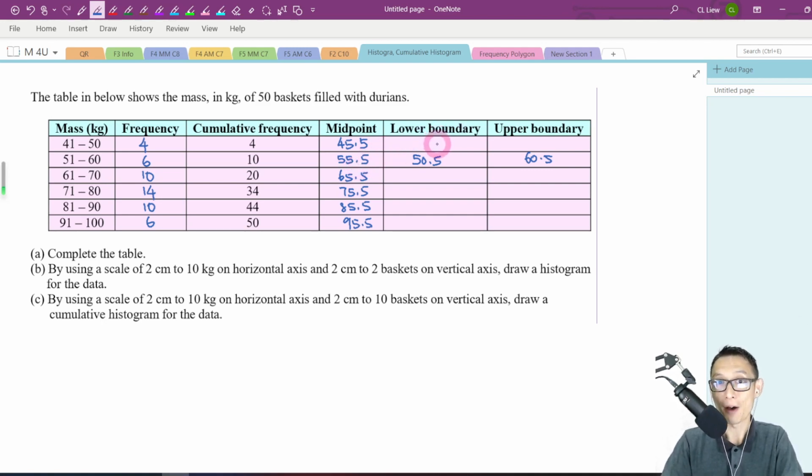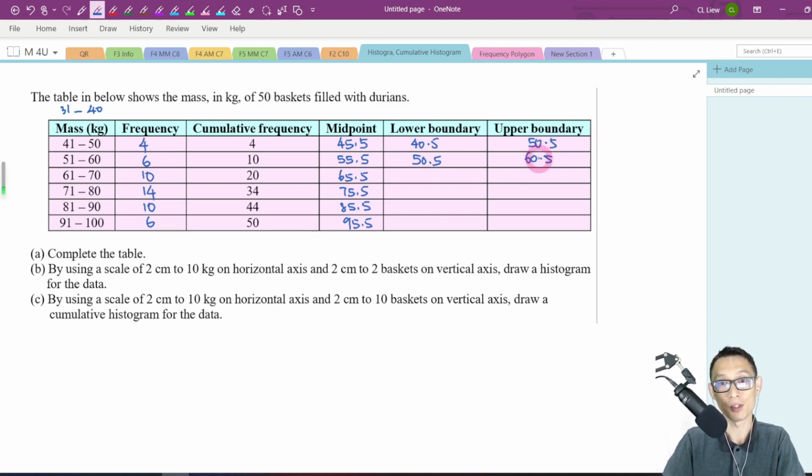Okay, to determine the lower boundary, I think it should be no problem, right? So be careful for the first class interval. 41, but we don't have the previous class interval. So you have to think, if there's a class interval before this class interval, what will it be? This will be 40, right? And this will be 31. So from here we know how to calculate the lower boundary for this class interval. 40 plus 41 divided by 2, which is equal to 40.5. Or you can just take this one minus 10, 50.5.